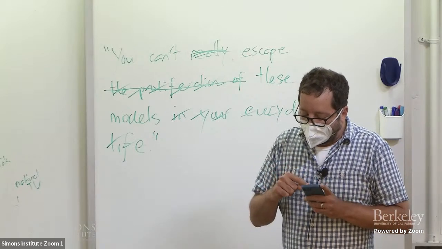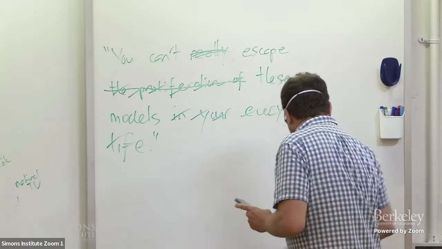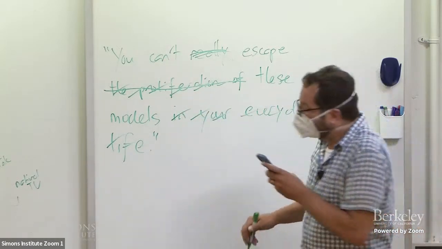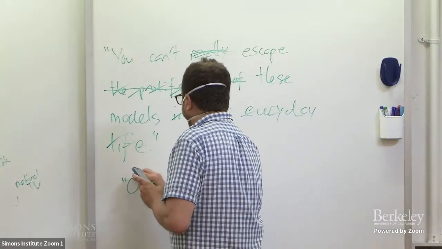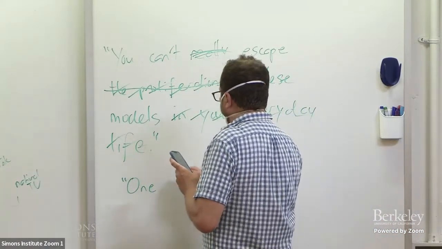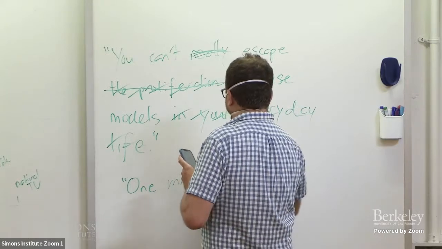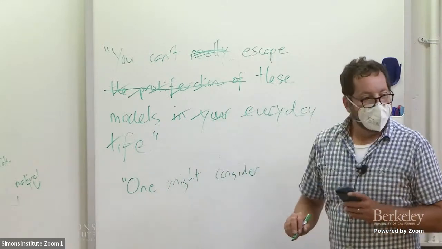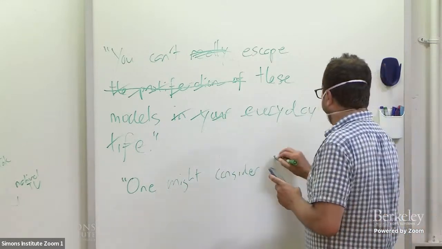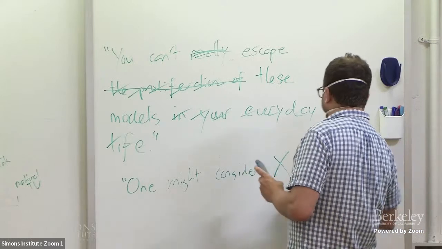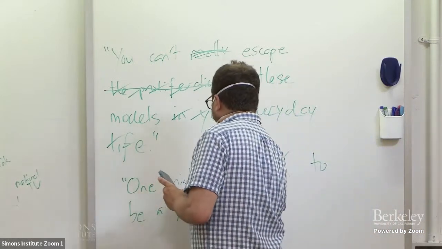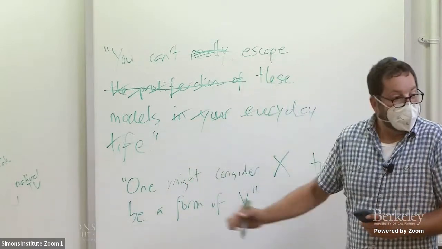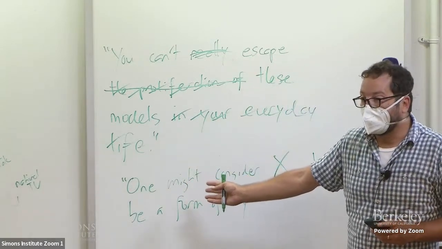Okay, actually I want to do this in a different order. I have another board where we attack individual sentences. Here's one that I abstracted from a student's paper. "One might consider X to be a form of Y." I forgot what the actual terms were, so I'm putting in variables. This is a sentence you can imagine writing, reading, or seeing in a paper.